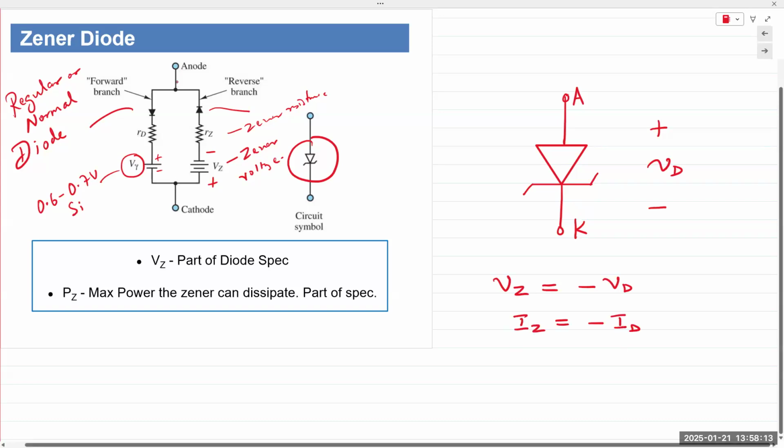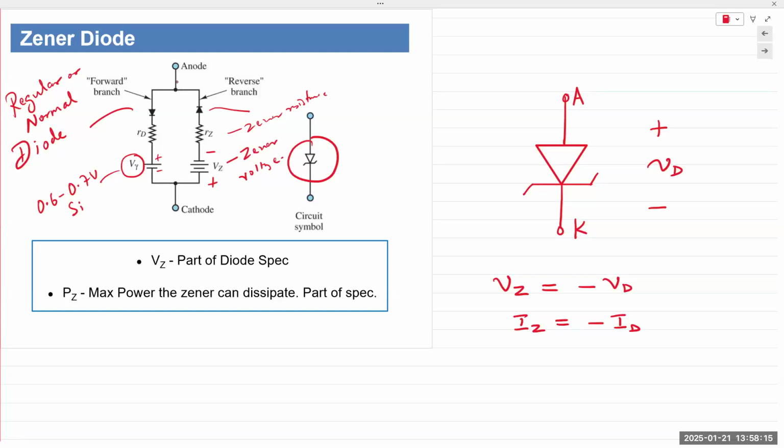Okay, because the references are always anode positive, cathode negative, but the Zener diode is used in the reverse bias. So there's only a couple of minutes left. I'm going to quickly go through the Zener diode regulator circuit, but if you have to leave, feel free to leave.